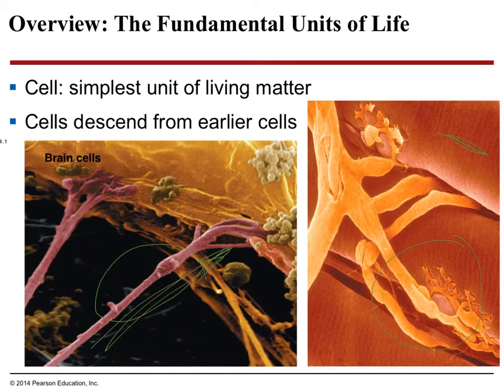So anyway, these are just pictures of cells, specifically different nerve type cells, which come to be the simplest units of living matter, meaning all life is made up of cells. When you break a living thing down to its simplest unit, that would be a cell. And cells descend from earlier cells. What that means is it takes a cell to reproduce a cell, or you get a cell from a cell. Cells just don't come out of nowhere. So cells are inherited or passed on to the next generation, the next life form.